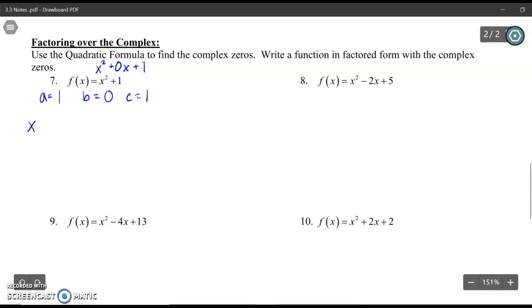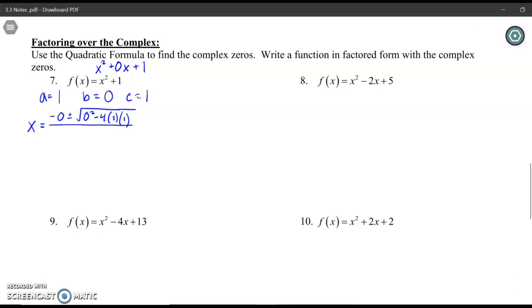So if you need to, pull out your other note packet or your other note sheet and remember what the quadratic formula is. So it's negative b, so negative 0, plus or minus the square root of b squared, so 0 squared, minus 4 times 1 times 1. Okay, then it's going to be divided by 2 times a, so 2a.